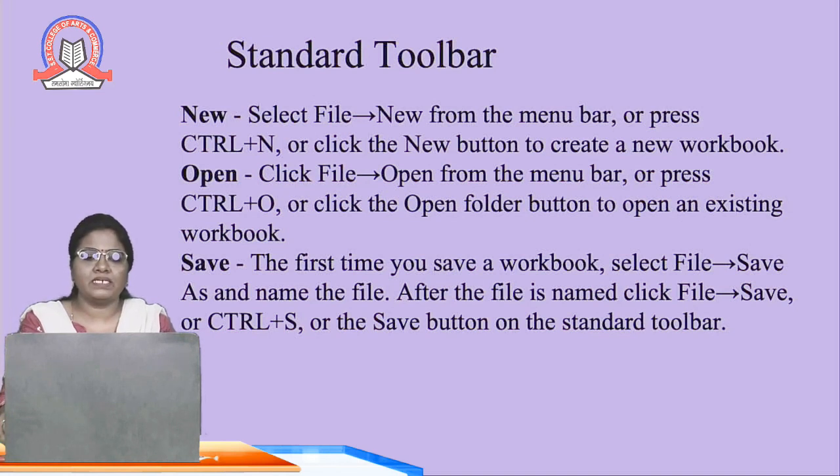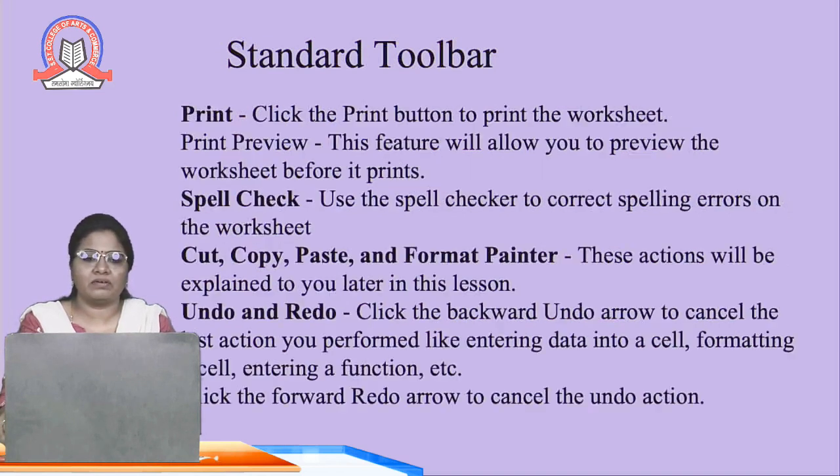The Save option is Control S, selecting from File is File Save As or File Save, or from the toolbar the Save button. Print is also the same, three options are there. Print preview is also available. Spell check we have seen in the toolbar. Cut, copy, paste, similarly we can do from File. Format painter is also available. Undo and redo are also there from the Edit option.